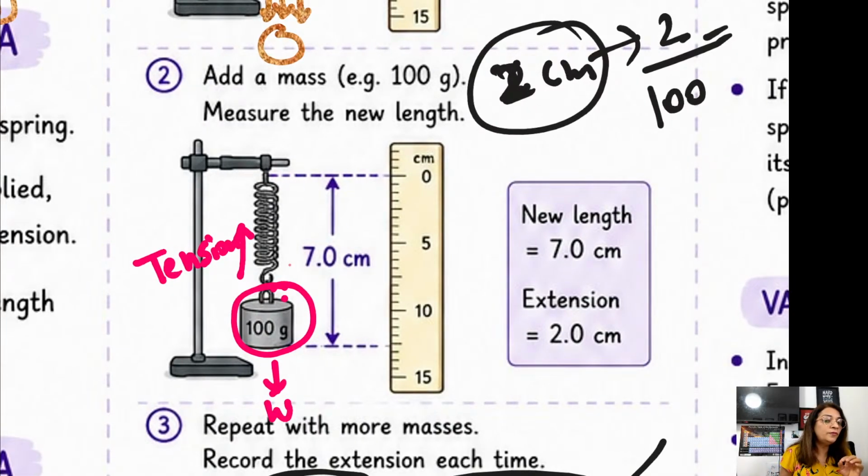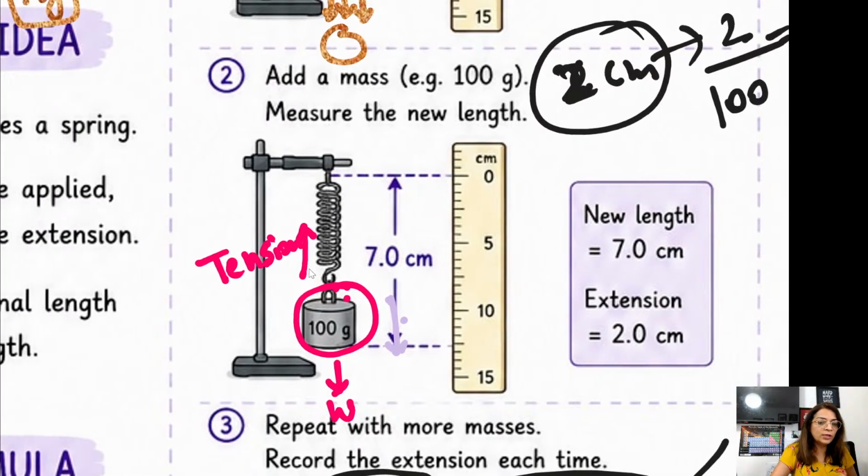Some of my own students feel like, oh, miss, because the mass is going downwards or the weight is pulling it down, so tension should be downward as well. But it is wrong. Spring pulls things upward. You are pulling it down, but it is actually pulling the thing upward. So tension is in the upward direction. Okay, very good, well done.